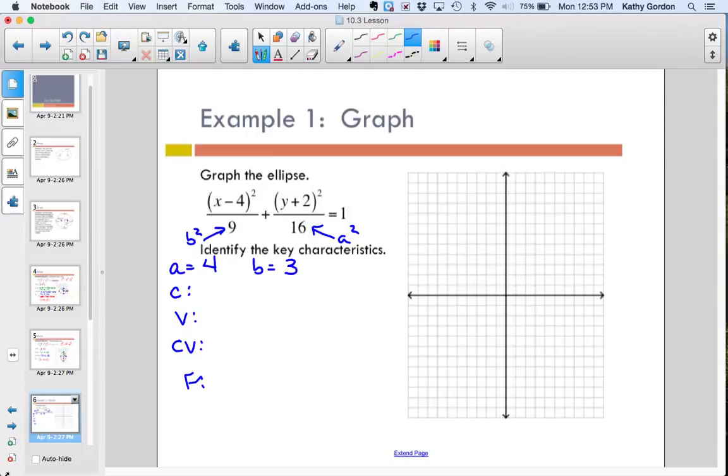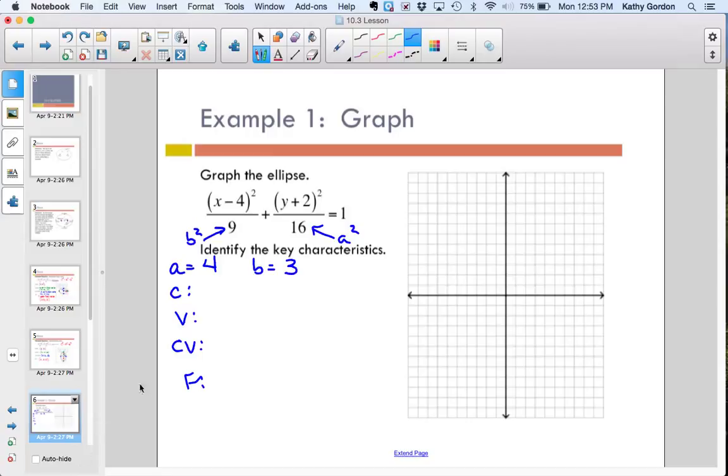So based on that, is this going to be a horizontal ellipse or a vertical ellipse? Vertical. Because the bigger number, the a squared, ended up under the y variable. So that means we're going to have a vertical ellipse.